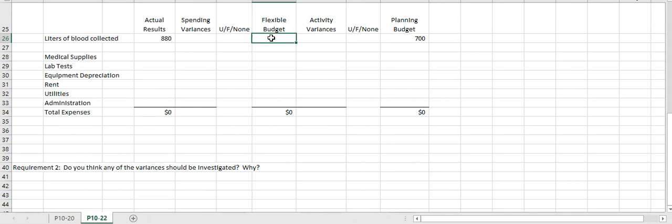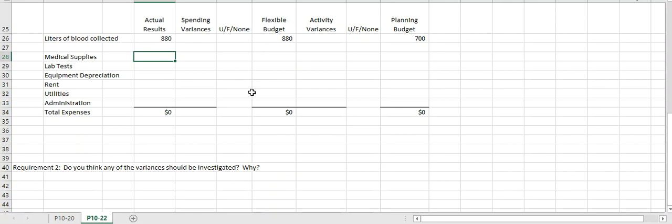And then remember, the flexible budget is the version of the budget that matches the number of cost drivers in the actual results. So we're looking for a flexible budget that has the same number of liters of blood collected as a cost driver as the actual results. So this should be the same. Whoops. Got carried away with my 8s there. 880 liters. So this flexible budget, liters collected and actual results are equal.